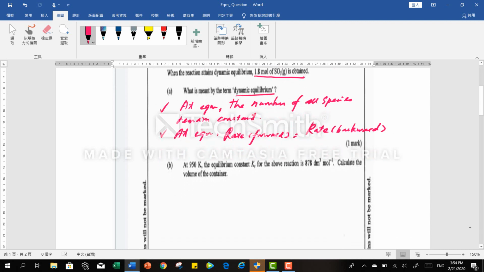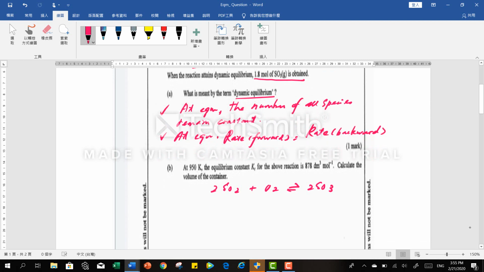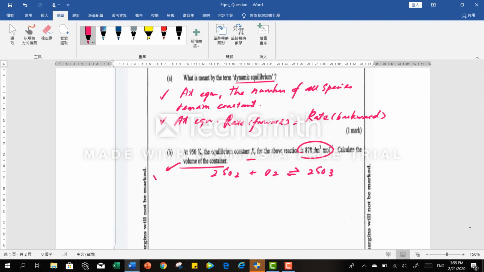Then take a look at this one. Copy the equation here first. Remember, you check if it is homogeneous. Only in a homogeneous equilibrium will all the things be included in the equilibrium law. For heterogeneous, normally we don't include solids and liquids, okay? Now at 950, the equilibrium constant Kc is this one. Calculate the volume of the container. Now, how do we do it?